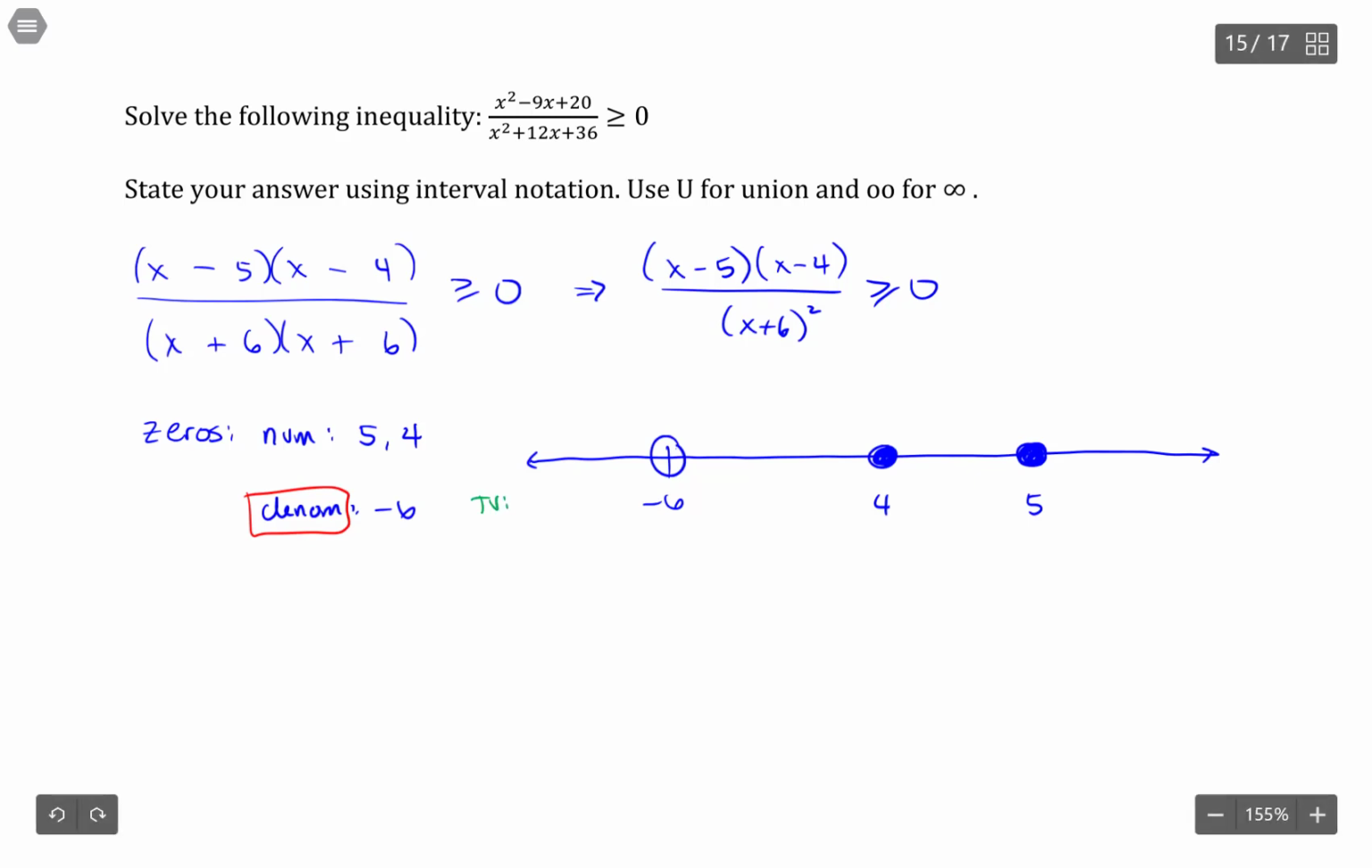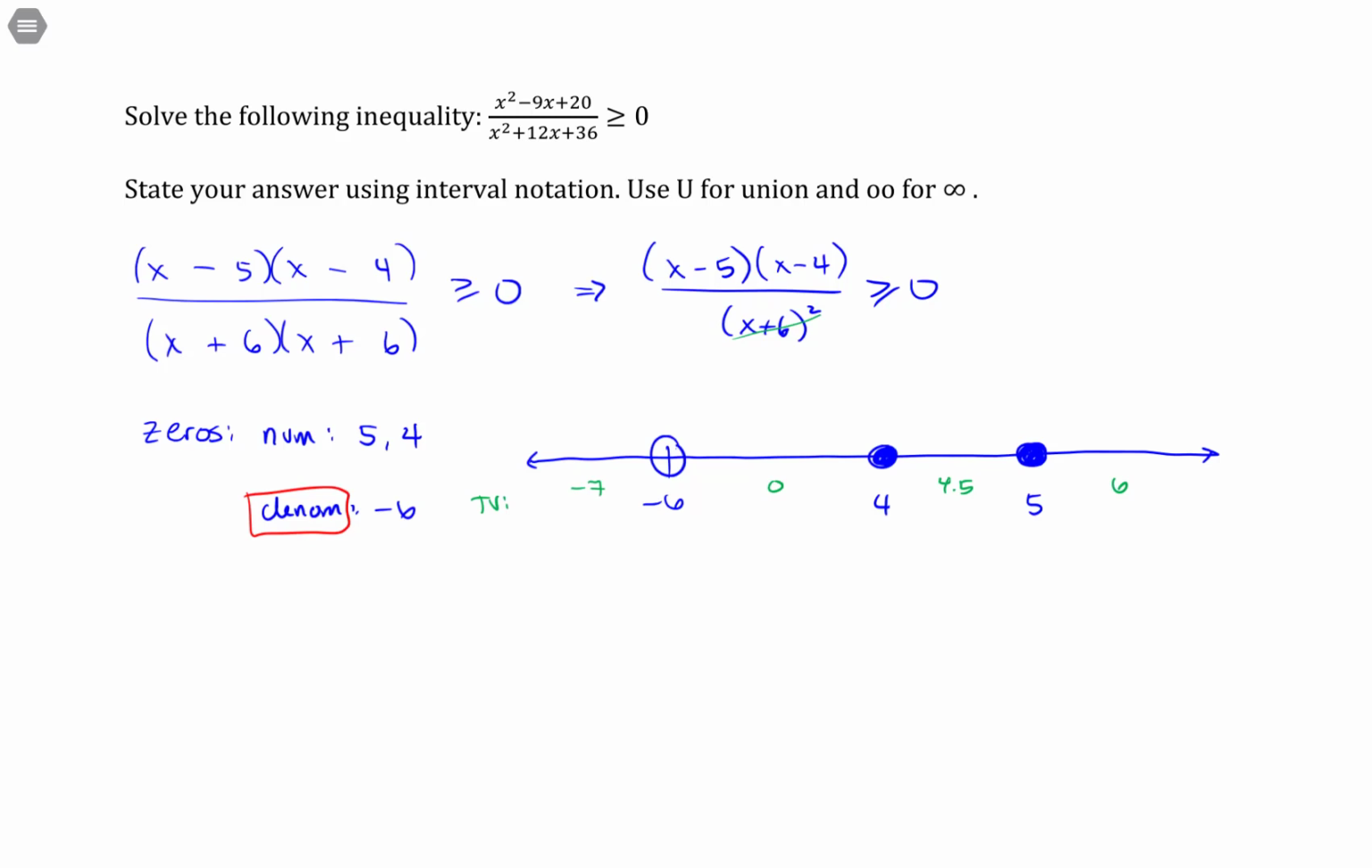Now what I need to do is pick some test values and see what's happening in between the zeros. So negative 7, for instance, 0 would work on this interval, 4.5 would work here, and say 6. Now what I do with these values is go through and see where the rational expression is positive and where it's negative. In the denominator, anything that I put in for x plus 6 quantity squared is always going to result in a positive value. So I really don't need to think about that when determining which values are positive and which are negative, because dividing by a positive is never going to change the sign of an answer. So I can leave that out to simplify things.